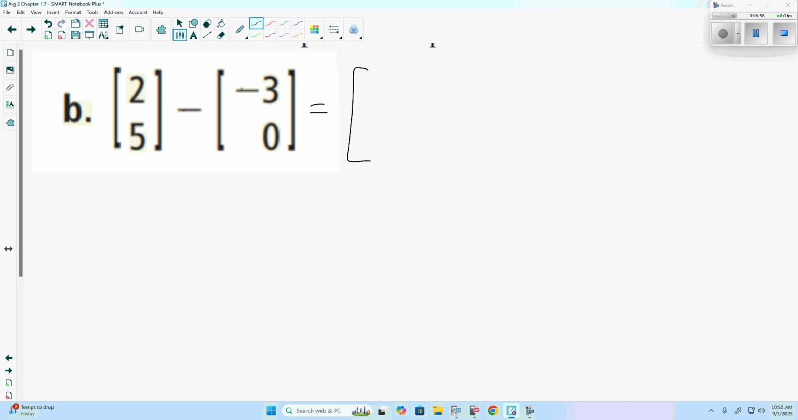Two minus negative 3. Because 2 minus negative 3 would be the same as 2 plus 3, which gives us 5. 5 minus 0.